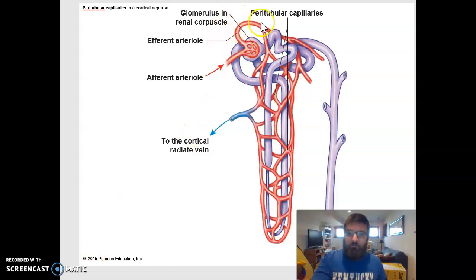Now, after that, we go to a second bed of capillaries, and those capillaries are called paratubular capillaries, and this is where we have exchange through both pumping and diffusion with these tubules. So this is how we are adjusting what's in the urine between these tubules and these capillaries.